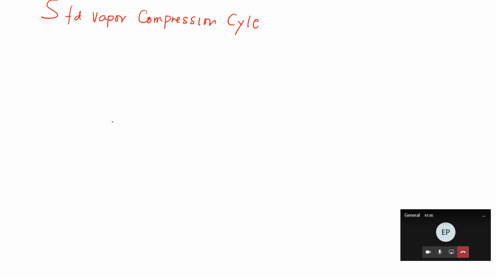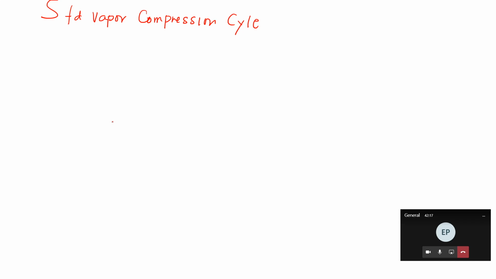Compressor. Compressor, what else? Expansion valve. Expansion valve. Ano pa? Evaporator. Evaporator, condenser. Condenser. Very good.